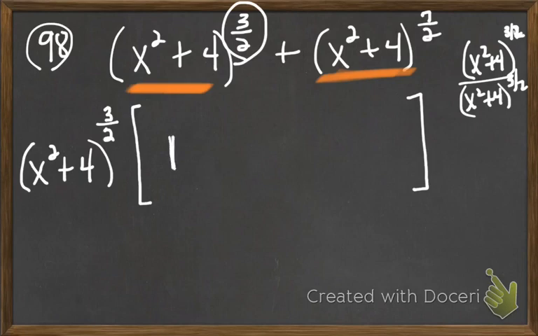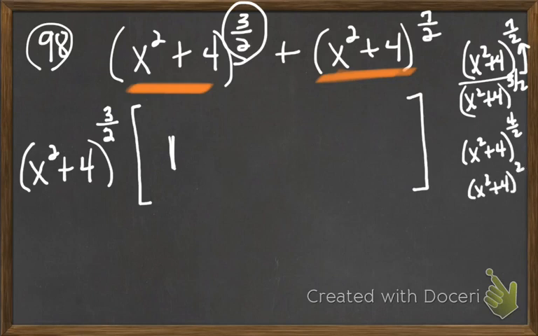And then you're going to do x squared plus 4 to the 7/2, divided by x squared plus 4 to the 3/2. So these are not going to cancel here because the exponents are different. So you'll bring this 3/2 up because 3/2 is smaller than 7/2. And you'll do 7/2 minus 3/2. So that's going to give us x squared plus 4 to the 4/2. And then the 4/2 will reduce to be a 2.